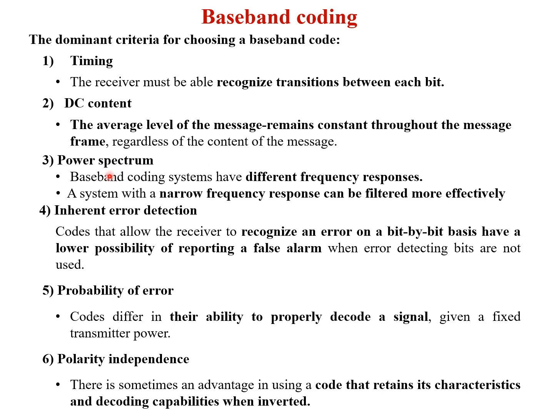Then inherent error detection. Codes that allow the receiver to recognize errors on a bit by bit basis have a lower probability of a false alarm. Then the probability of error. Codes differ in their ability to properly decode a signal given a fixed transmission power. Then polarity indifference. Sometimes there is an advantage in using a code that retains its characteristics and decoding capability when inverted.